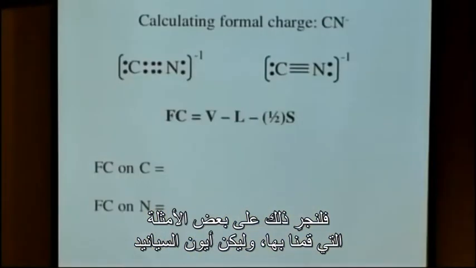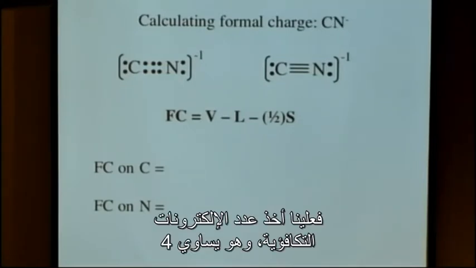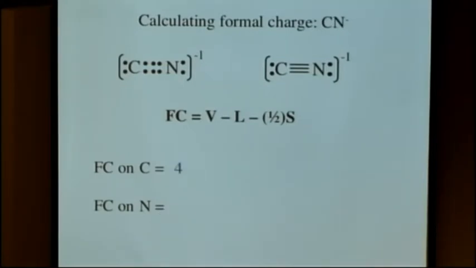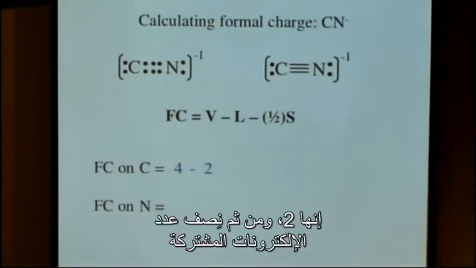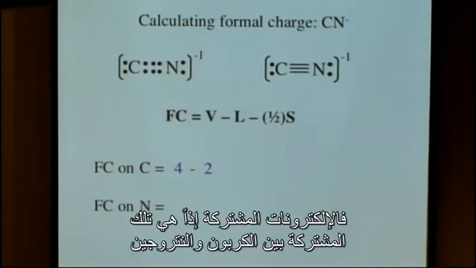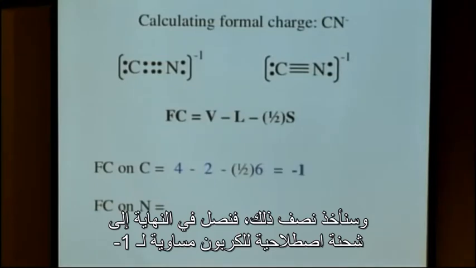So let's just figure this out for some of the examples we did. For the cyanide anion, if we want to figure out the formal charge on the carbon, we need to take the number of valence electrons. That's 4. We need to subtract the lone pair electrons. What number is that? It's 2. And then 1/2 of the number of shared electrons. Shared electrons are the ones that are shared between the carbon and the nitrogen. So we have 6 shared electrons, and we want to take 1/2 of that. So we end up with a formal charge on carbon of -1.